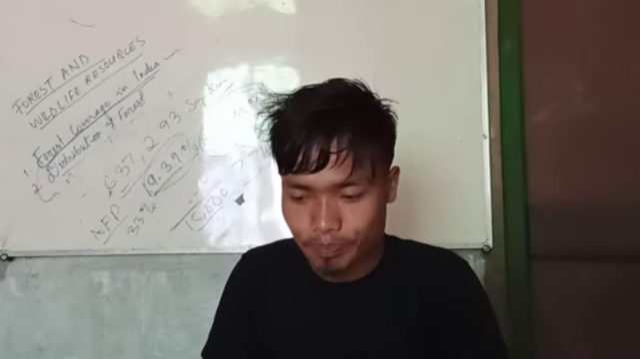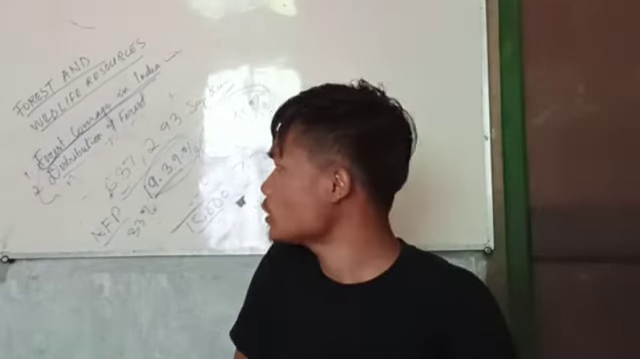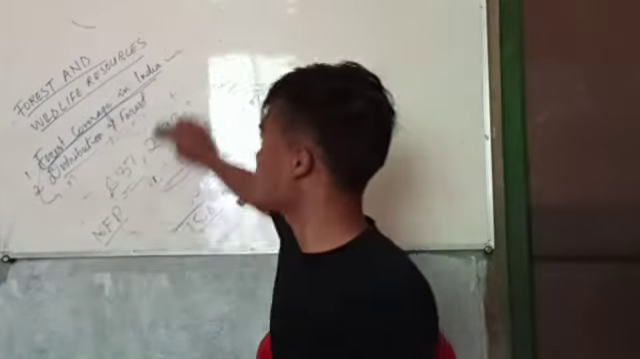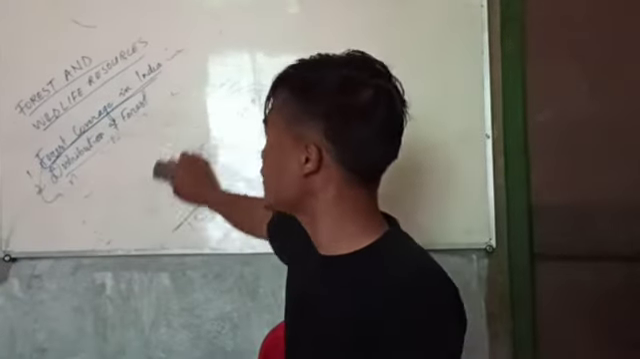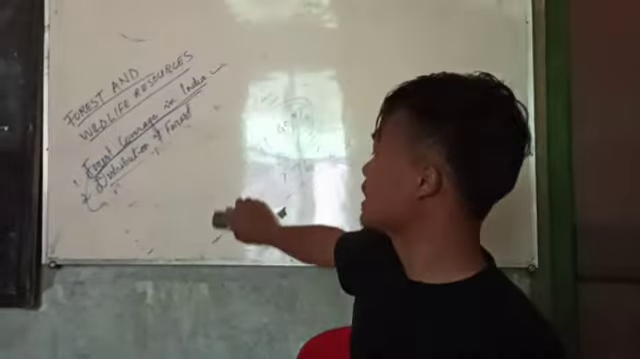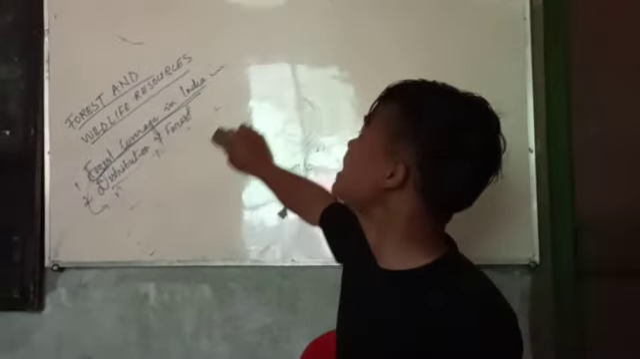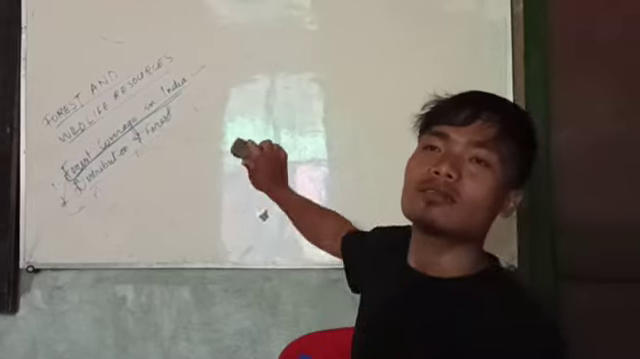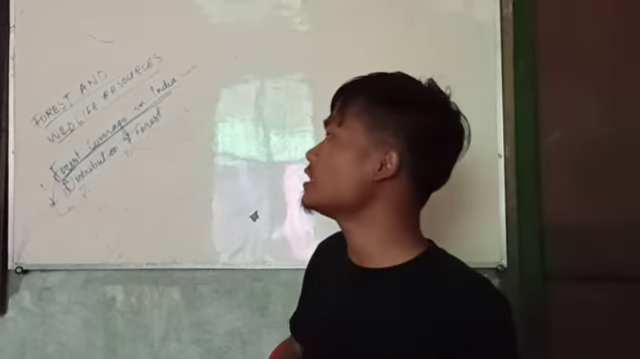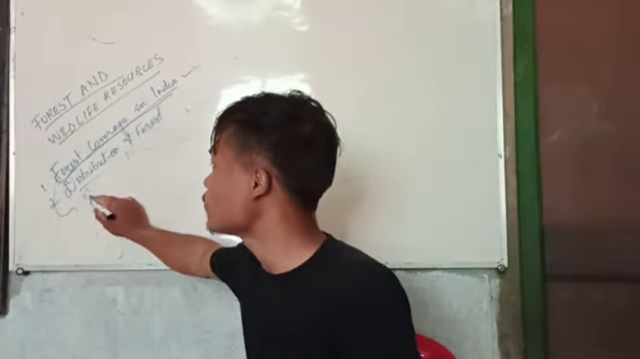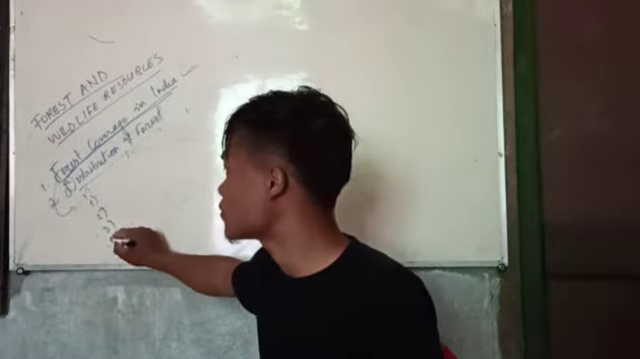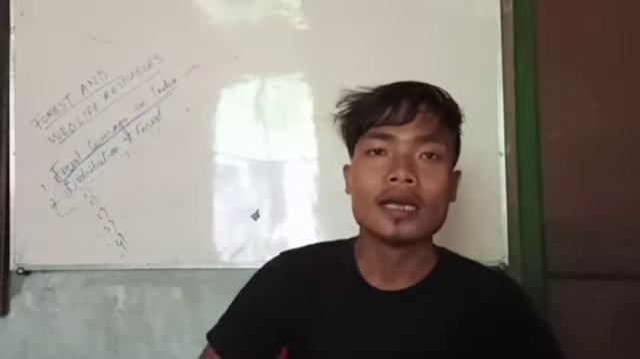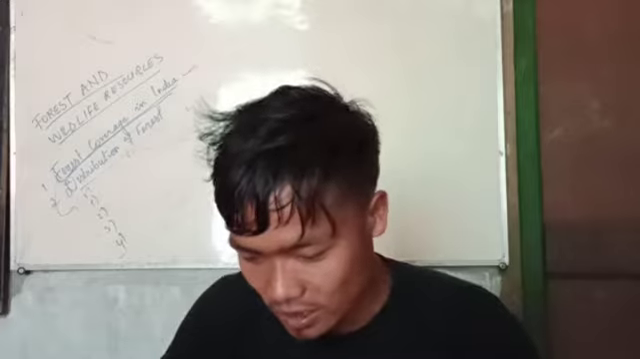So if you are going to classify broadly how forest is distributed in India, we may have a classification in 4 heads: 1, 2, 3, 4. So we can distribute into 4 broad classifications.